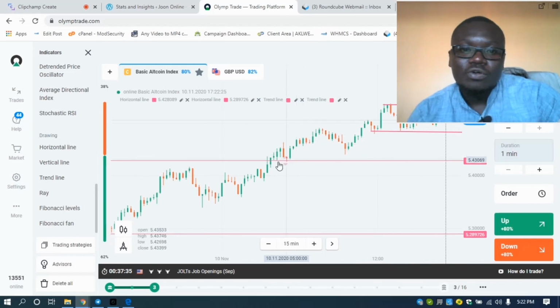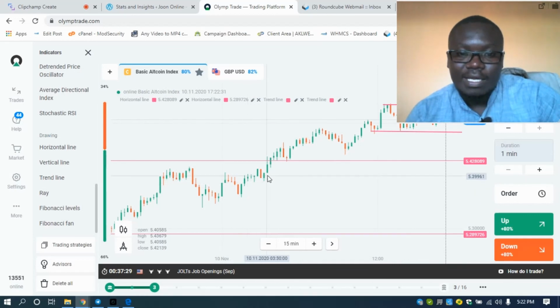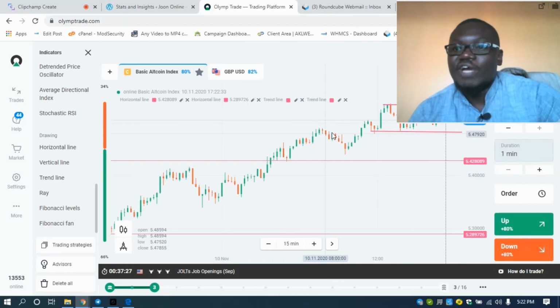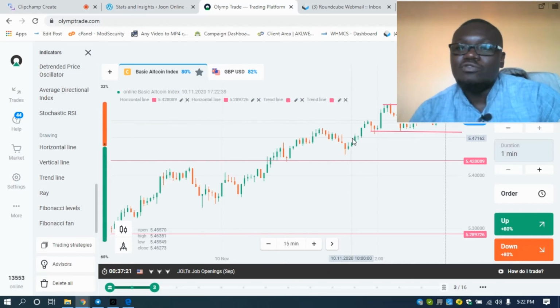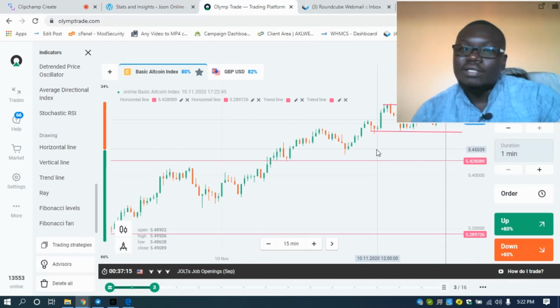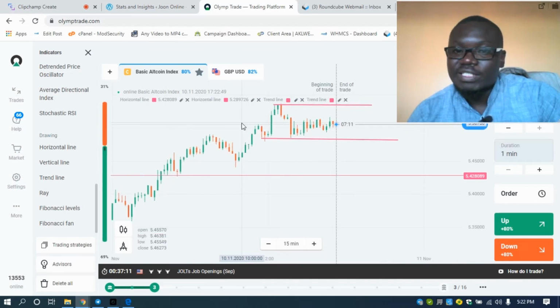If the market has already gone through the accumulation stage, and you find it at the advancing stage, then you will want to look for price action signals such as pin bars, such as engulfing patterns, in order to enter that market and to ride the trend for as long as it's still strong.